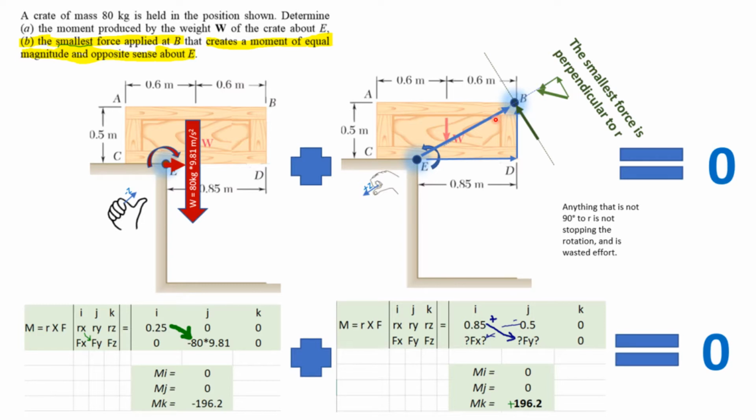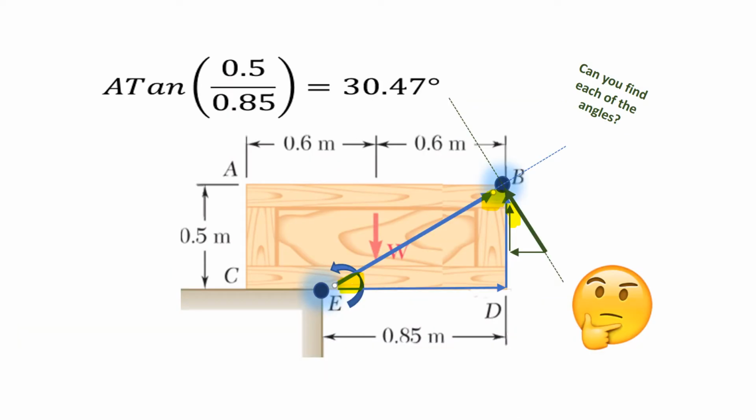So the easier solution is to look at the picture and think through the angles and realize that the minimum force is going to happen when it's perpendicular to the position vector. Perpendicular to the position vector. Can you figure out what that angle is?